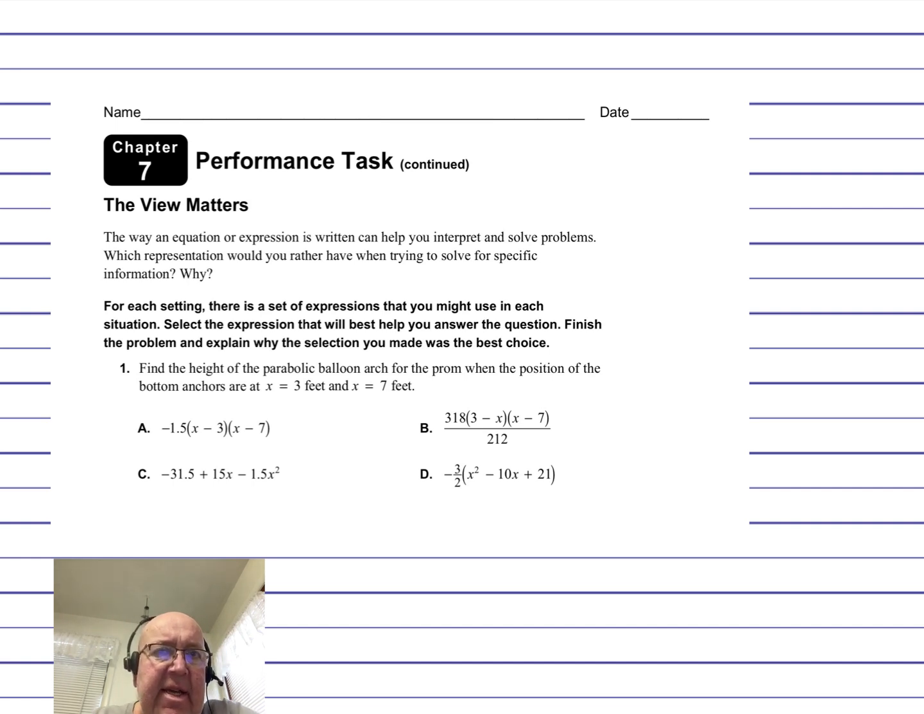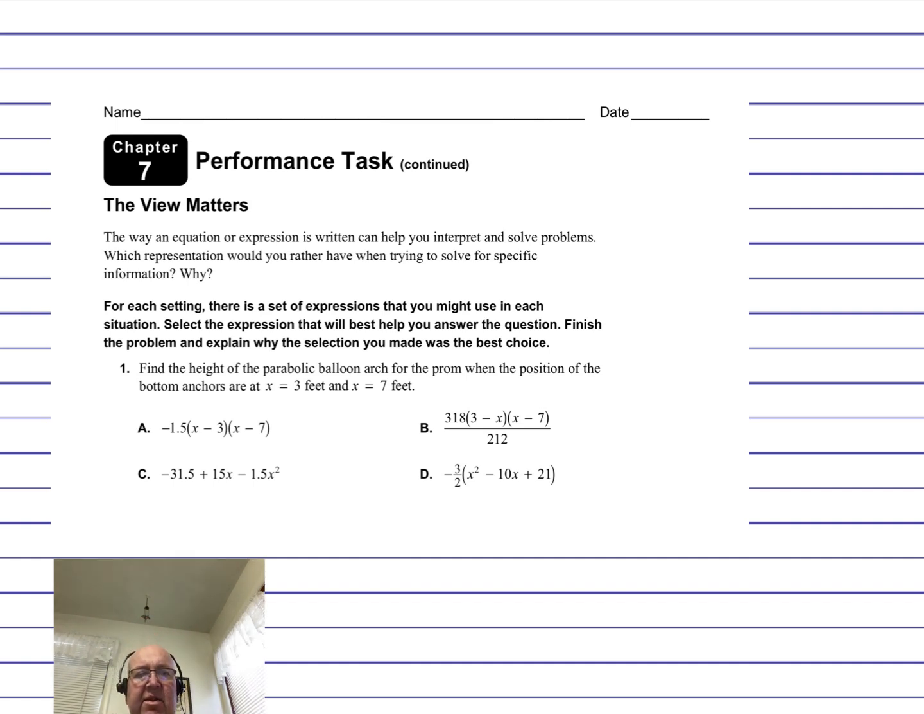For each setting, there's a set of expressions that you might use in each situation. Select the expression that will best help you answer the question. Finish the problem, solve the problem, and explain why the selection you made was the best choice.